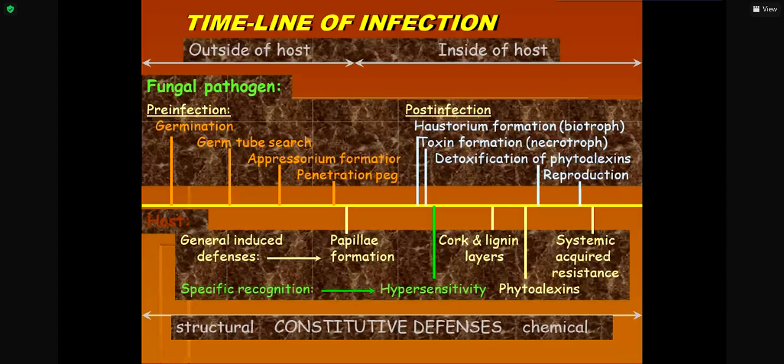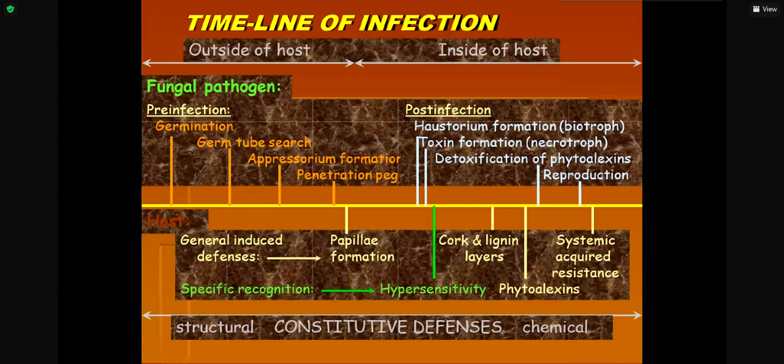And what does the fungus do? In this case, the fungus detoxifies the phytoalexins. And afterward, after detoxification of the phytoalexins, they go for growth, development, and reproduction. That is, they increase in number.